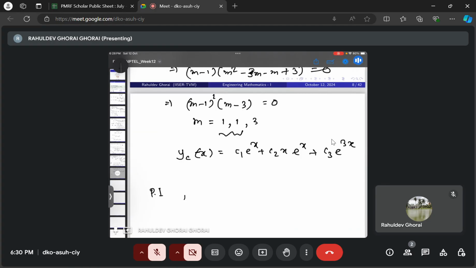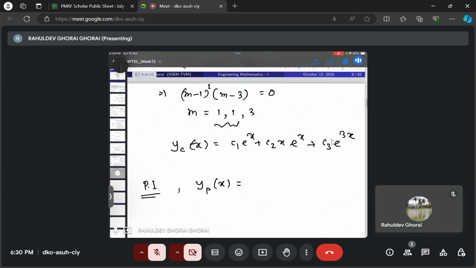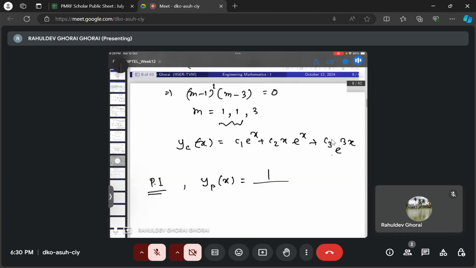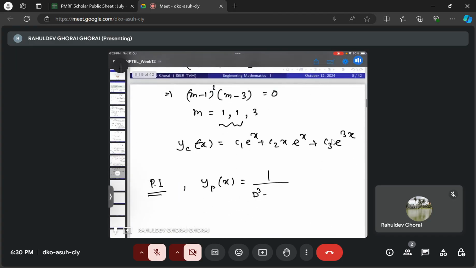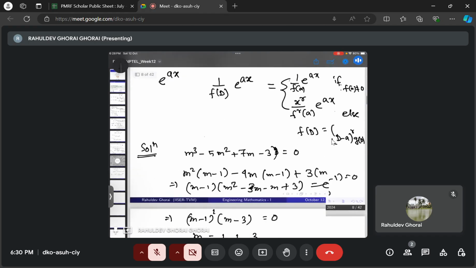So the particular integral, yp(x), is 1 over f(D), which in this case means 1 over (D cubed minus 5D squared plus 7D minus 3) times e to the power 3x. Right. So as I said here, how do you solve this now?